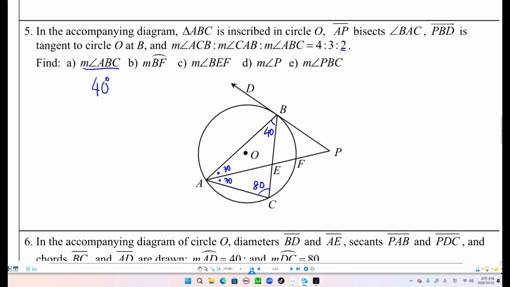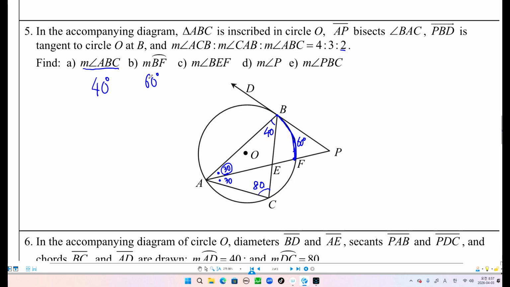Measure of arc BF. This is BF. That is equal to what? Central angle, right? But instead of the central angle, they give this inscribed angle for this arc. So this is just 60, right? Okay, that's 60 degrees.